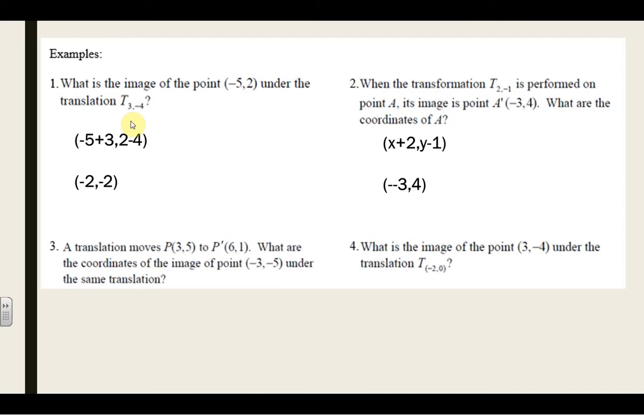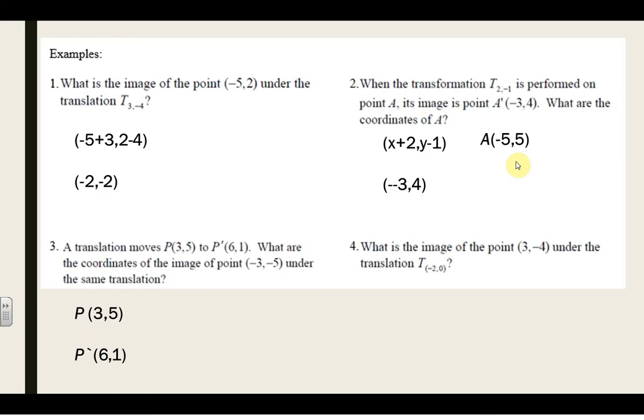In number 2, we would add 2 to the X value, subtract 1 from the Y value. So we would get -3 plus 2, and we would get 4 minus 1. No, I was right, 4 minus 1. So this should be 3. Sorry, fix that. That should be a 3. My bad. In number 3, we have P moving to P prime.